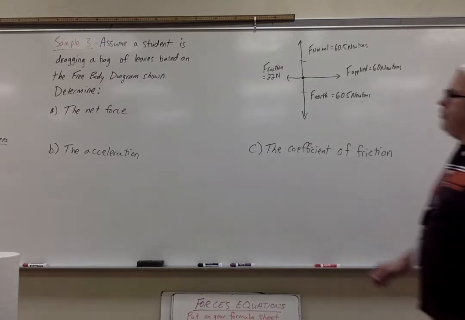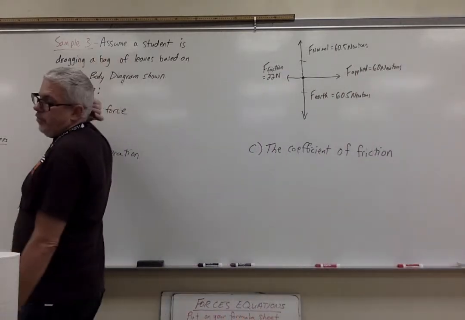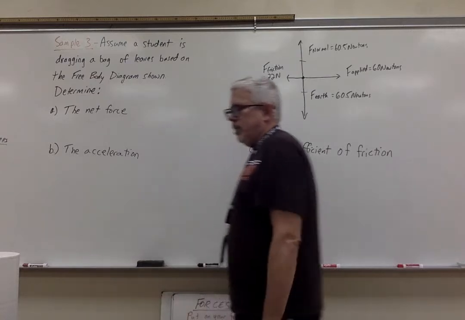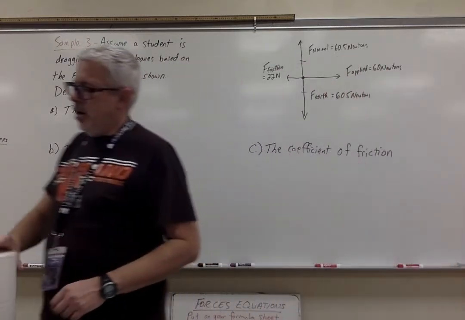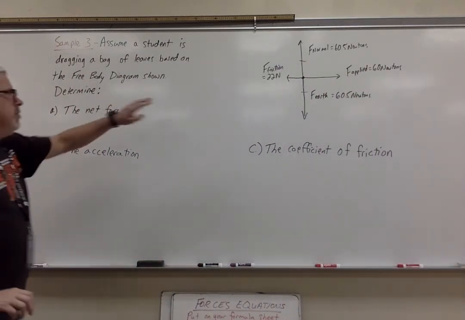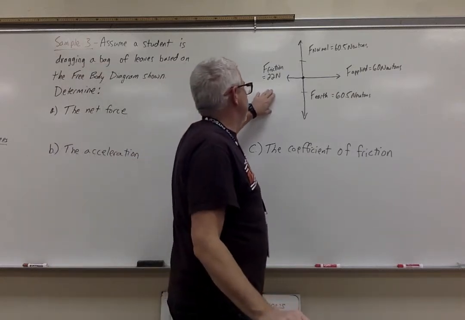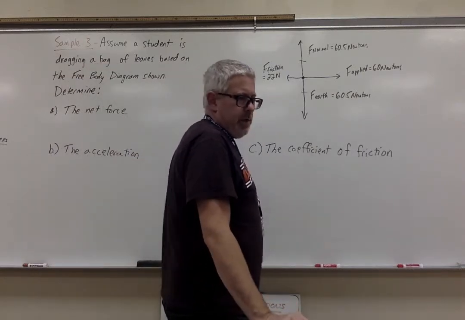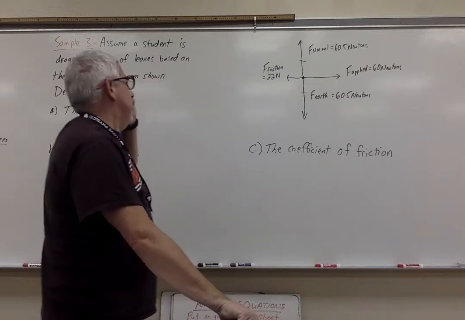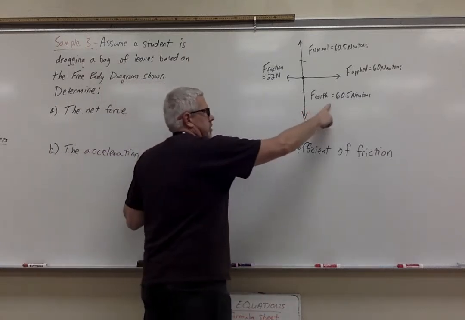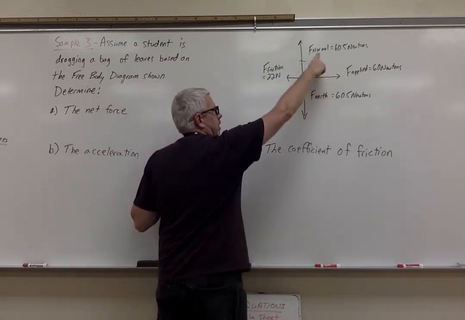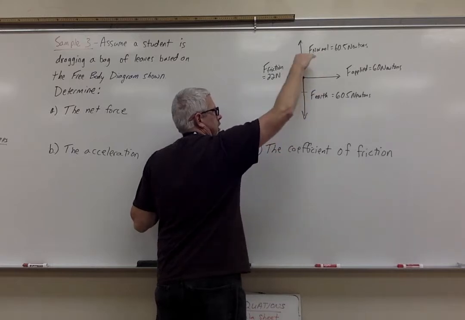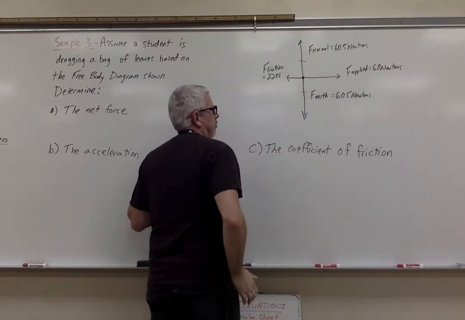Okay, this is sample 3 for our forces problems, which is really the 4th example because numbering is fun. At any rate, what we've got here is a free body diagram. And I've labeled the amount of forces on here, which a lot of times you might not actually have. So I've got the Earth pulling down with 60.5 newtons. I've got the normal force, which is the ground pushing up on the object, with 60.5 newtons.